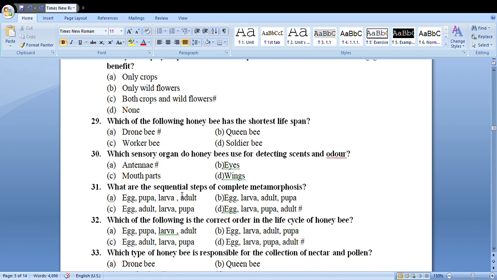What are the sequential steps of complete metamorphosis? Egg, larva, pupa, adult. This is the correct order. Which of the following is the correct order in the life cycle of honeybee? That is also the same metamorphosis. So egg, larva, pupa, adult. That is the correct one.